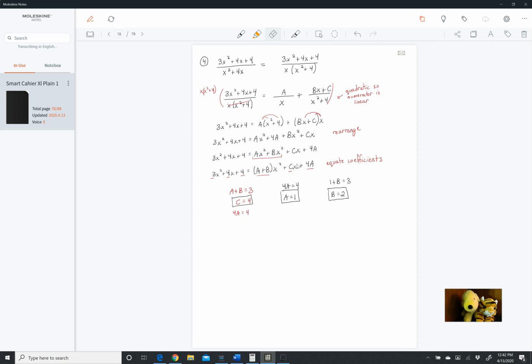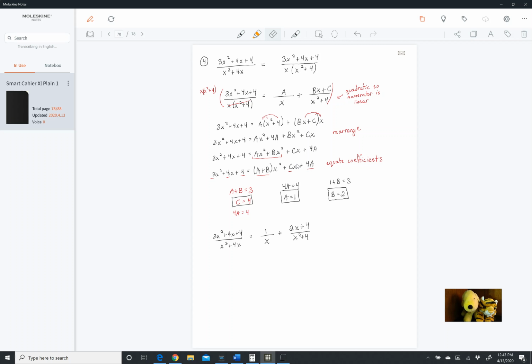So what we have here then is we could write out our final answer, 3x squared plus 4x plus 4 over x cubed plus 4x. And this is equal to a, which is 1, over x, plus bx plus c, so b is 2, and c is 4, over x squared plus 4. Okay? And that's how you solve for the constants.